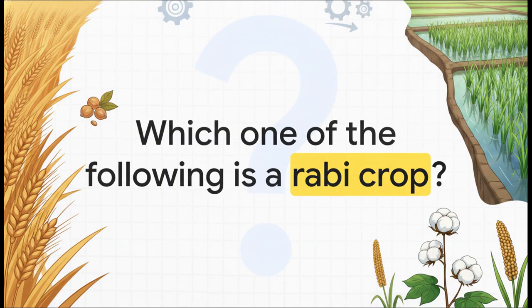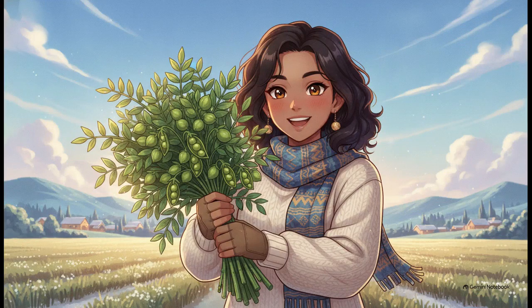Question 2. Which one of the following is a Rabi crop? A, rice, B, gram, C, millets, or D, cotton? Try to recall our 3 cropping seasons. Which of these is sown during the cool winter months of October to December? The answer is B, gram. Gram thrives as a Rabi crop alongside wheat and mustard during the winter. Rice, millets, and cotton are all heavily dependent on the monsoon, placing them firmly in the Kharif category.